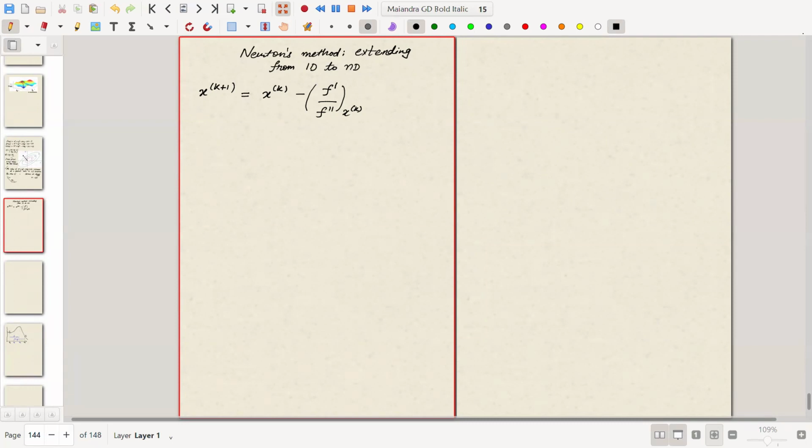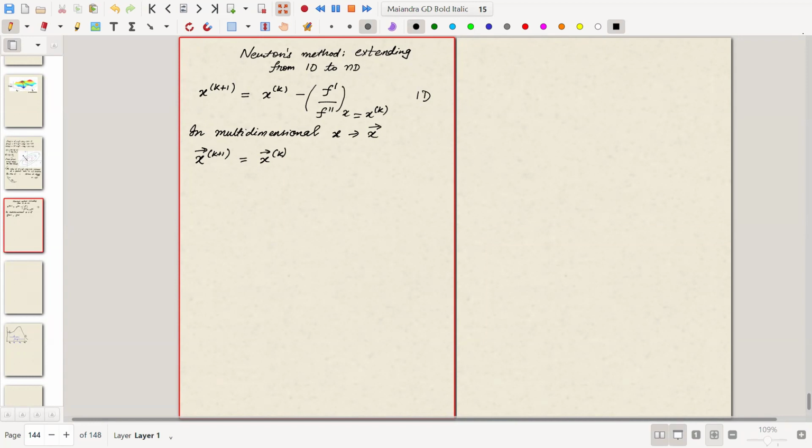So maybe a better way to write this is in the multidimensional case. This is just the 1D case. In the multidimensional case, this x is getting translated to an x vector. Is it okay? So the formula will now involve vectors. So x_{k+1} equals vector x at iteration k. Then what shall we write?